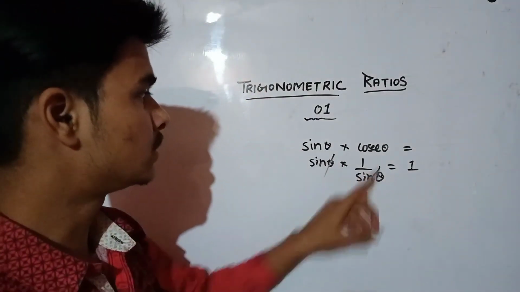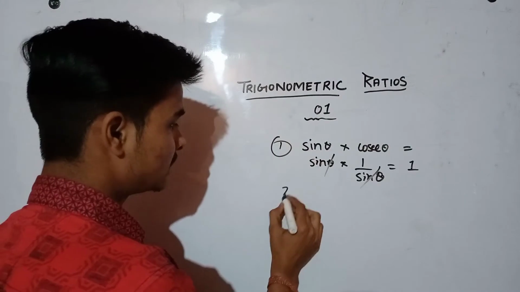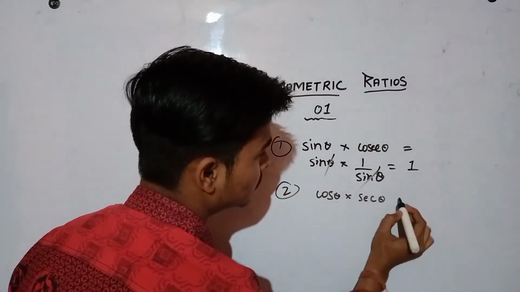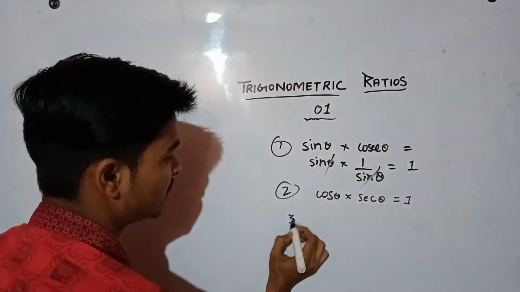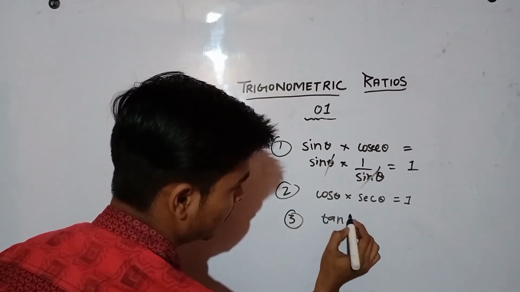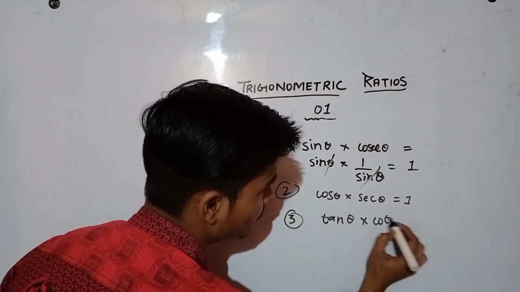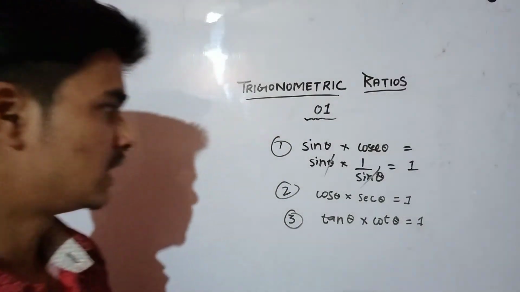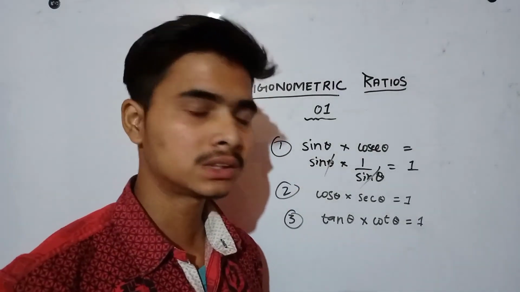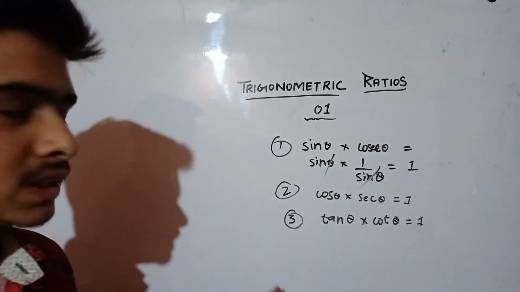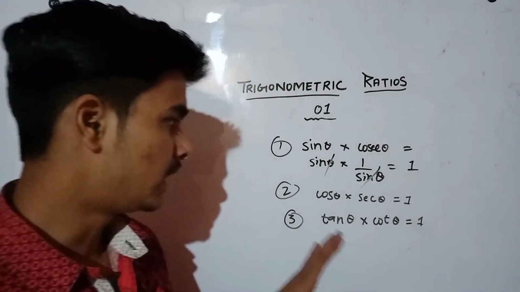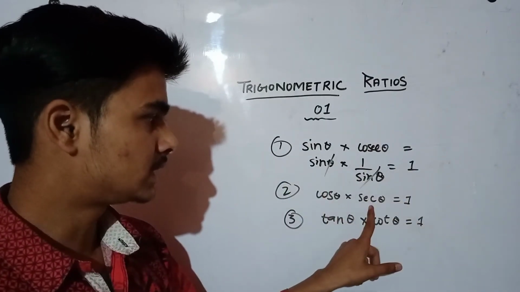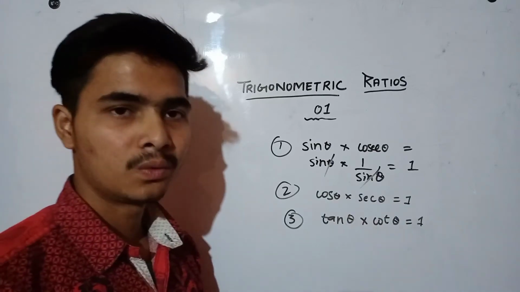So sine theta into cosecant theta is equal to 1, and similarly cos theta into sec theta is going to be 1, and I think you have guessed the third thing, that tan theta into cot theta is also going to give us 1. So this is another set of formulas here. I don't think that these formulas are very hard. Just understand it as I am trying to say, and it will be very helpful and very easy. Sine into cosec is 1, cos into secant is 1, and tan into cot is 1.